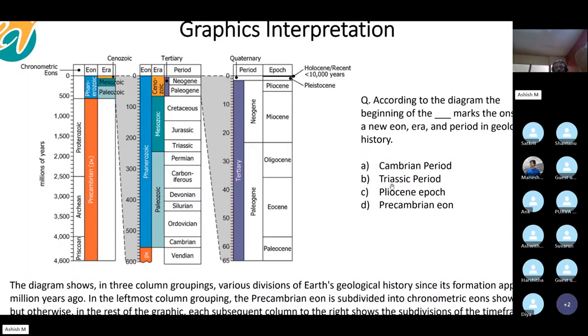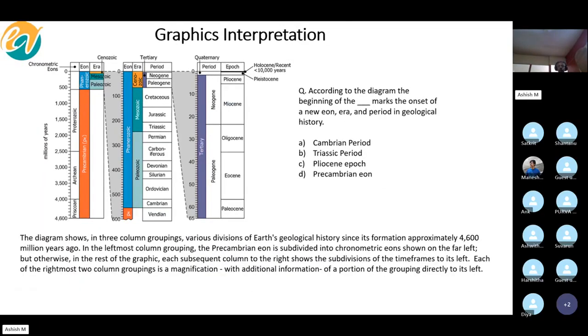Let's look at Baker. Triassic period. Now if you look at Triassic period, it's over here, correct? Does it mark the start of a new eon? No, because notice it is in the middle of the Phanerozoic eon. It's not marking the start of a new eon. Triassic does mark the start of a new era. Triassic does mark the start of a new period, but Triassic does not mark the start of a new eon, and so on. So the answer basically would be alpha.